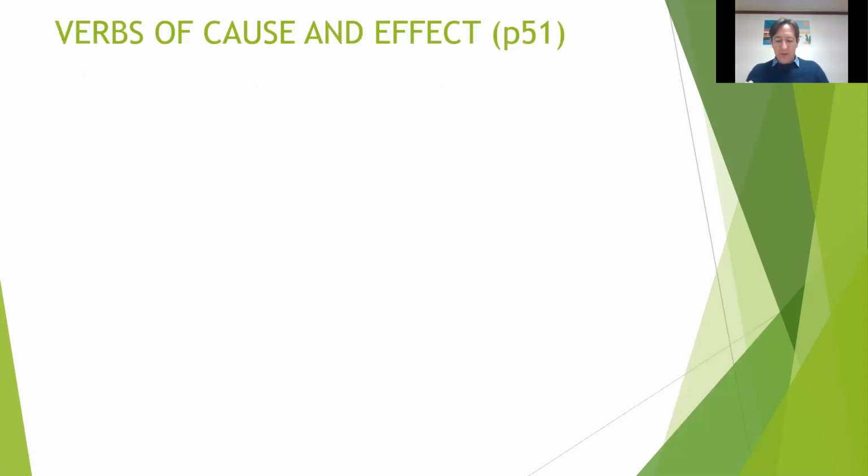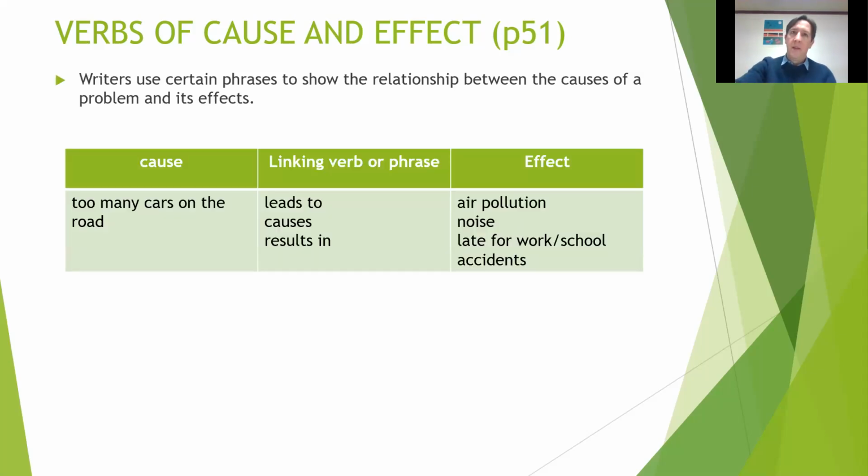Okay, so let's have a look at page 51, everybody. Page 51. We need to have some language when we're talking about cause and effect. Verbs of cause and effect. Okay, so my example is different to the book. The book on page 51 is talking about deforestation, but my one is talking about the traffic congestion. So let's have a look.